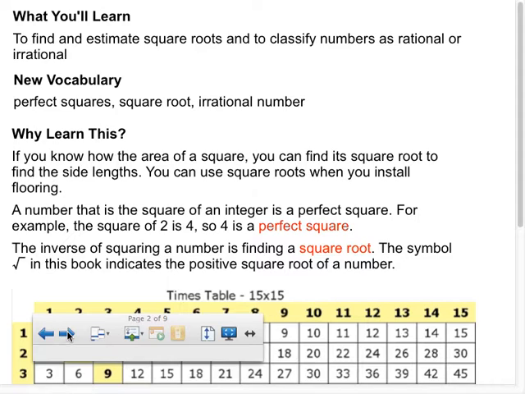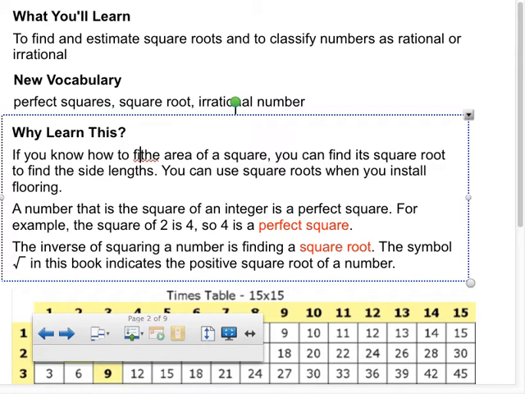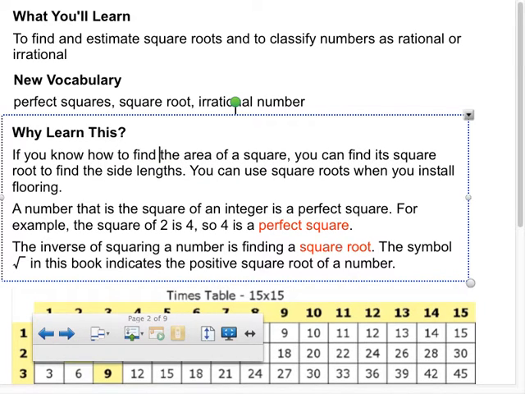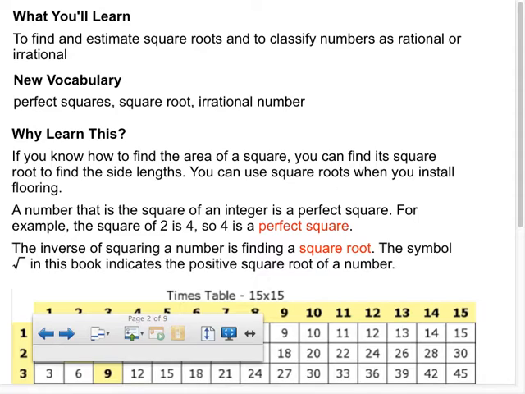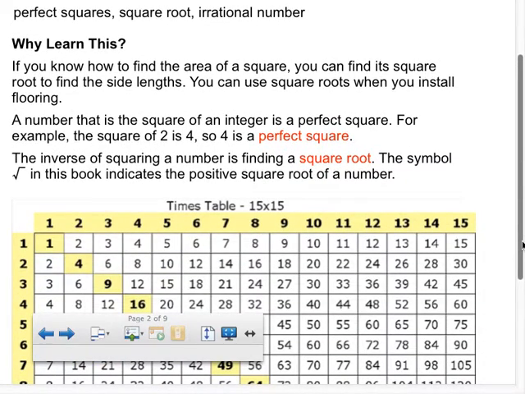Why learn this? If you know how to find the area of a square, you can find its square root to find the side lengths. You can use square roots when you install flooring. A number that is a square of an integer is a perfect square. For example, the square of 2 is 4, so 4 is a perfect square. The inverse of squaring a number is finding a square root. The square root symbol in this book indicates the positive square root of a number.